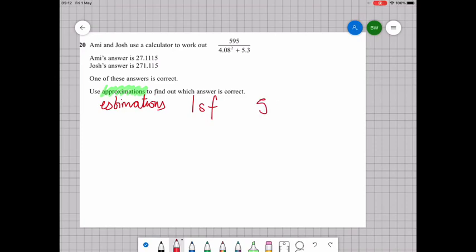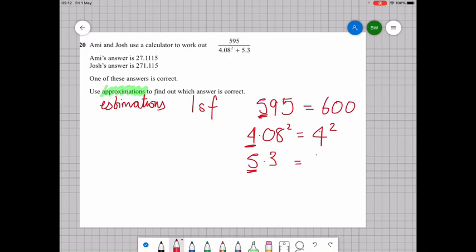So I've got 595 to one significant figure. Well, the first significant figure is this 5, which is in the hundreds column. So I'm rounding to the nearest 100. So that becomes 600. 4.08 squared. Well, if I round the 4.08 to one significant figure, my first significant figure is the 4, which is in the ones column. So 4 to the nearest whole number. So I've got 4 squared. And then 5.3 again becomes 5. So if I rewrite my calculation, I've got 600 divided by 4 squared plus 5.